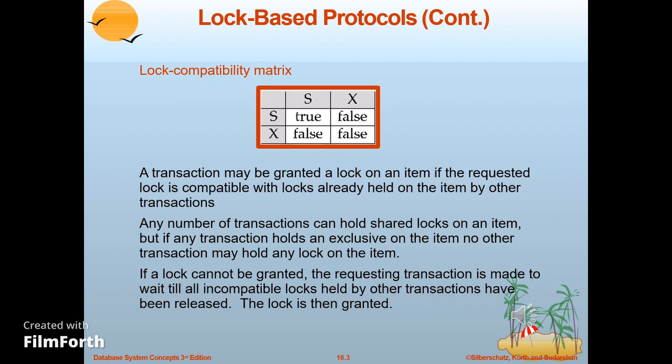And X S is false. That means when a transaction is granted an exclusive lock on the data item, and if any other transaction requests a shared lock, then it cannot be granted. And not only a shared lock: when a transaction is granted an exclusive lock on an item, and if another transaction requests either a shared lock or an exclusive lock, it cannot be granted. From this we can conclude that any number of transactions can perform read operations on the same data item at the same time by holding the shared lock. But if any transaction is performing a write operation on the data item by holding an exclusive lock, then no other transaction is granted either a shared lock or an exclusive lock.